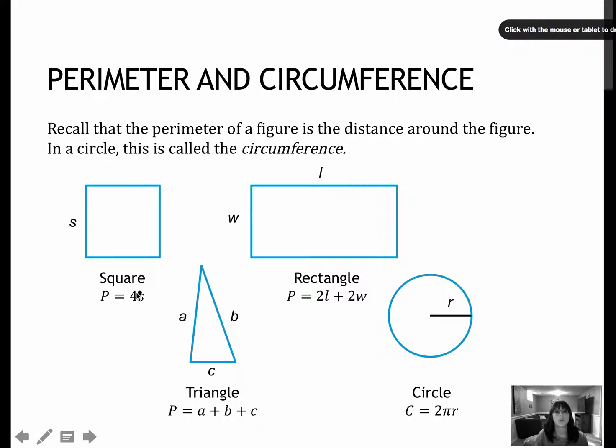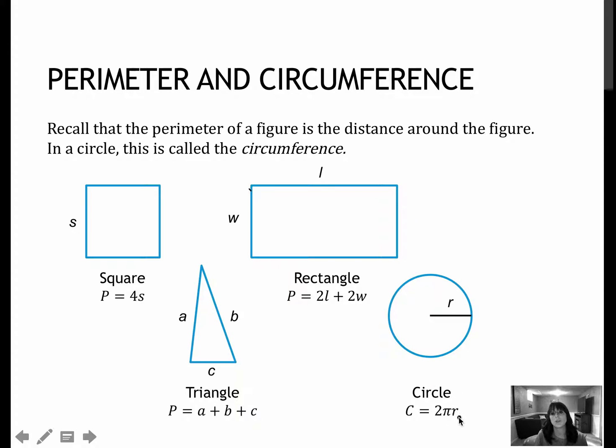So the perimeter of a square, because a square has 4 congruent sides, we can just take 4 multiplied by whatever the side length is. If it's a rectangle where we have different lengths of sides, we're going to take 2 of the lengths plus 2 of the widths, and of course that will give us the perimeter. For a triangle, we simply have to add up the 3 sides, which we could do with any of the polygons with the exception of the circle.